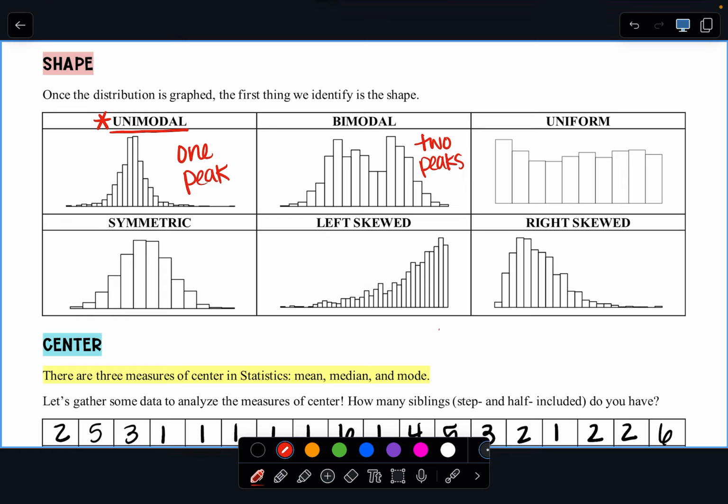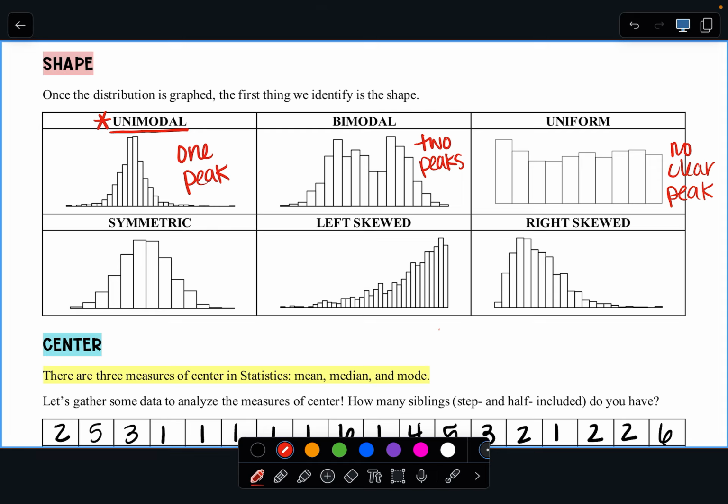Now, uniform, I say that there is no clear peak. A lot of the time in uniform data, the bars are going to be pretty even. There may potentially be a bar that looks taller than the others, but it's not going to be like the unimodal and bimodal where you have a gradual increase to that peak. It's going to be kind of like roughly the same.